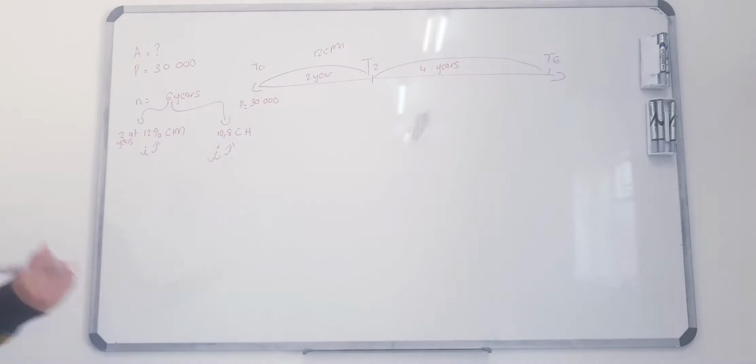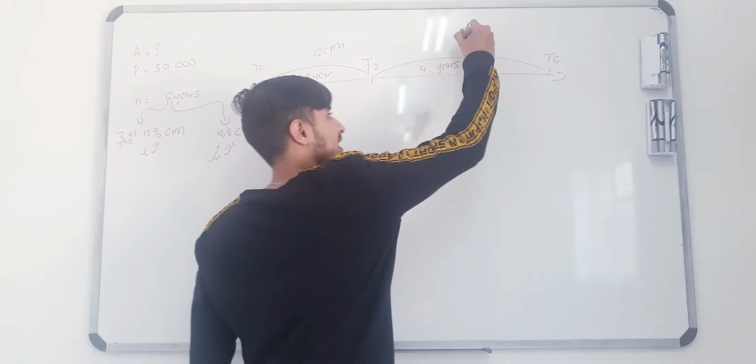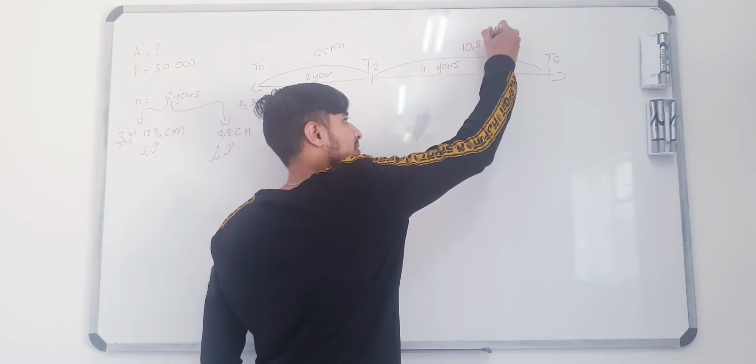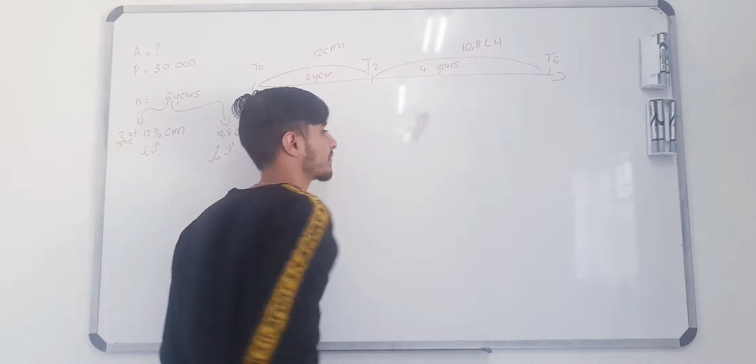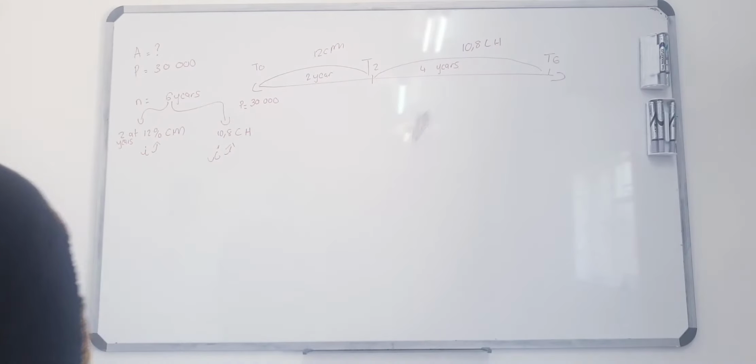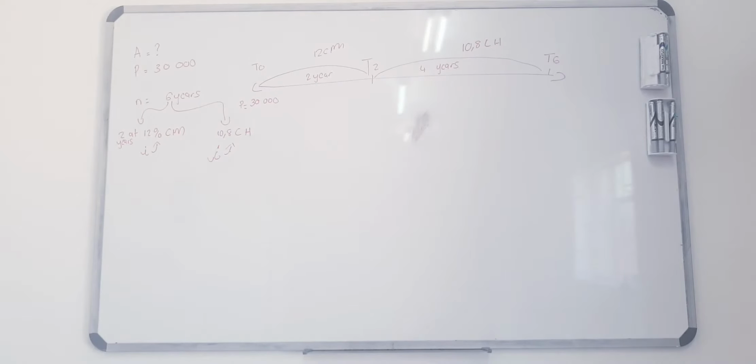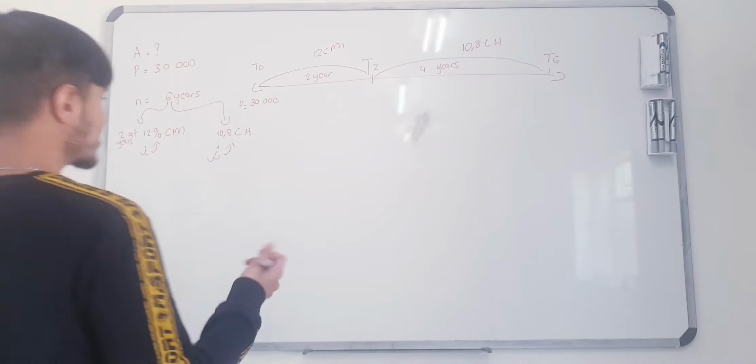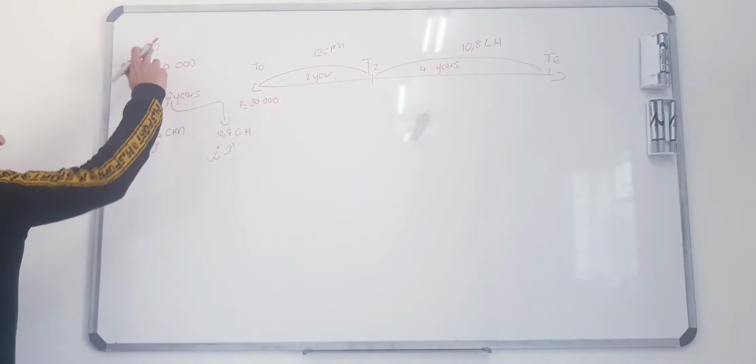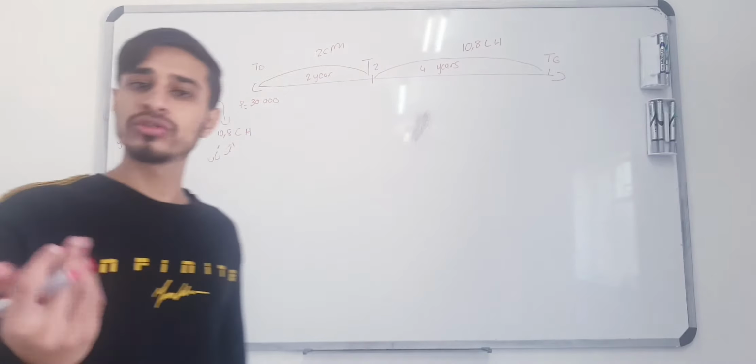Right? And then my interest rate from T2 to T6 was 10.8% compounded half yearly. So now we've got our number line drawn out quite neatly there for us, right? Now we need to do what, boys and girls? We now need to answer the specific question. They want us to calculate the final amount in the account.